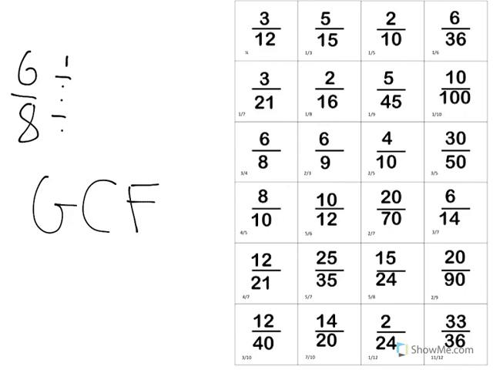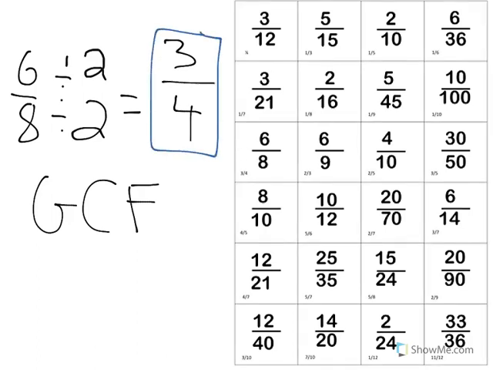So for this fraction, we know we have 6, which can be divided by 2, and 8 that can be divided by 2. This 2 goes into both 6 and into 8. So 6 divided by 2 equals 3, and 8 divided by 2 equals 4. Gives us 3/4. That is our final answer. Now when we check our final answer, we have to make sure that it cannot be simplified anymore. So 3/4 cannot be simplified anymore. So that is our final answer.